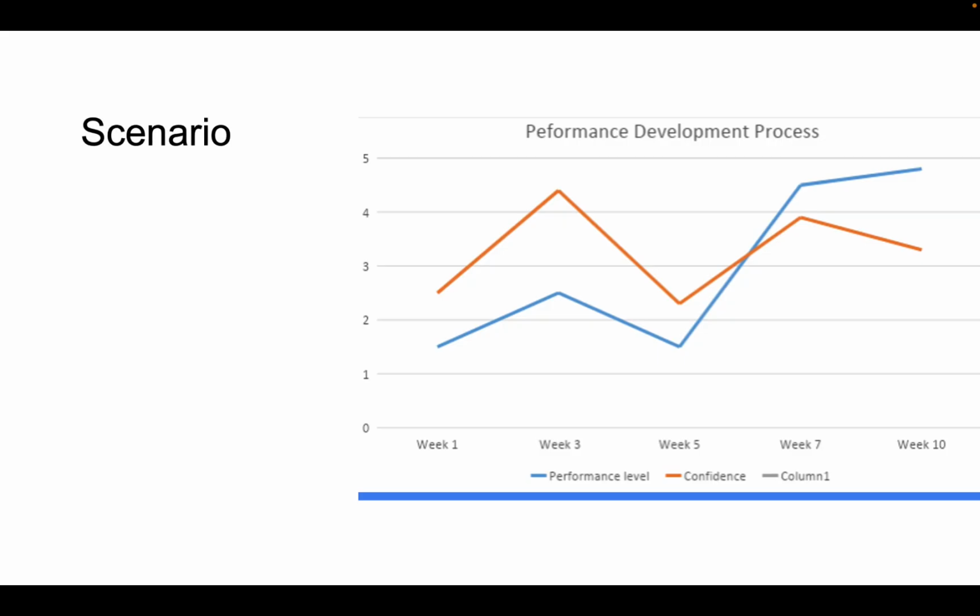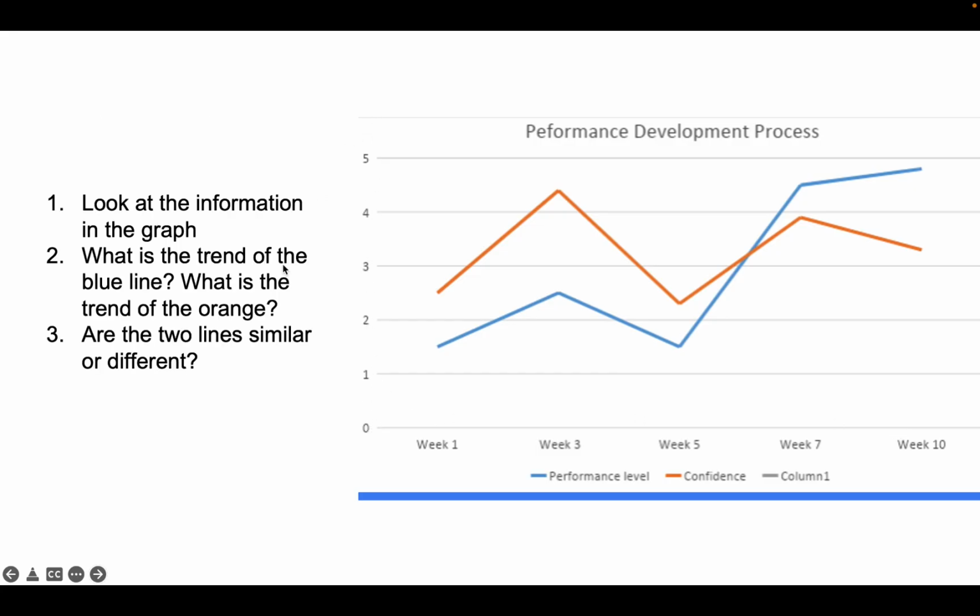Moving on now to our third scenario, and this is one that I've created. As you can see here, it's a graph with 2 lines on it. The blue line shows us the performance level, and the orange line shows us a performer's confidence levels. Now, this is over a 10-week program, so we can see where they start in week 1 and where they end up in week 10. And they've been scoring themselves from 0 to 5.